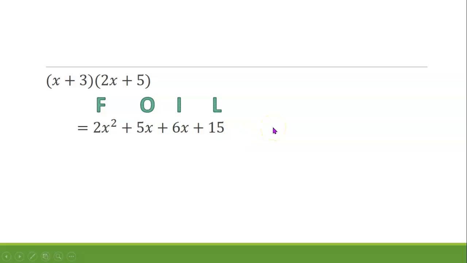But that's not our final answer. There's one thing we can do to simplify this. Can you see what that is? These two terms in the middle are like one another. They're both x terms, so we can combine them into 11x. And then we end up with 2x squared plus 11x plus 15, and that is our final answer.